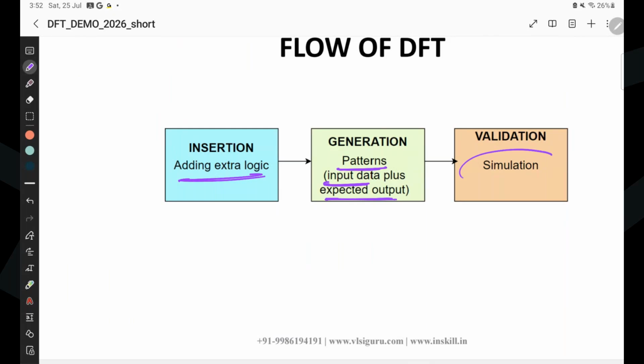Before delivering the patterns generated during ATPG to test the chip after manufacturing, we need to validate once whether proper patterns are generated or not. That validation is what is called simulations. So we will be doing the simulation validation.